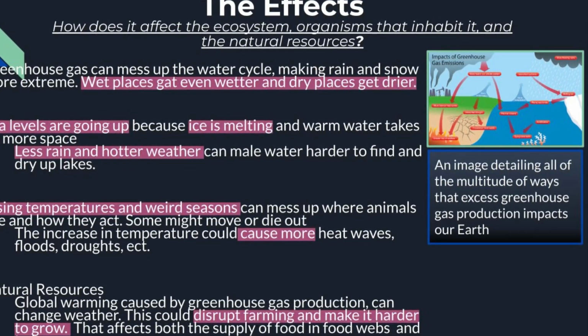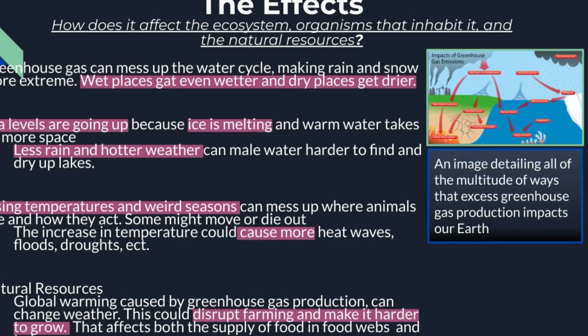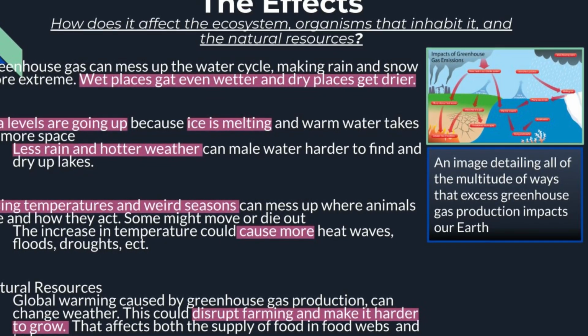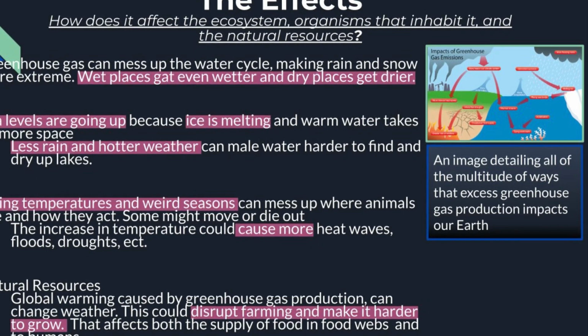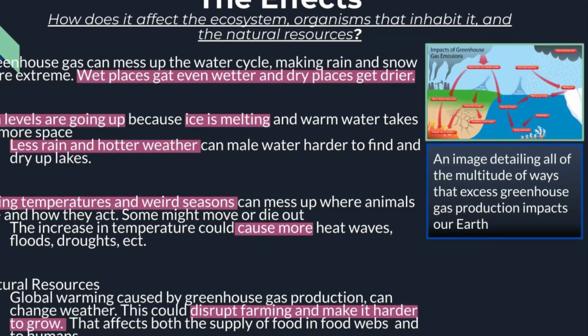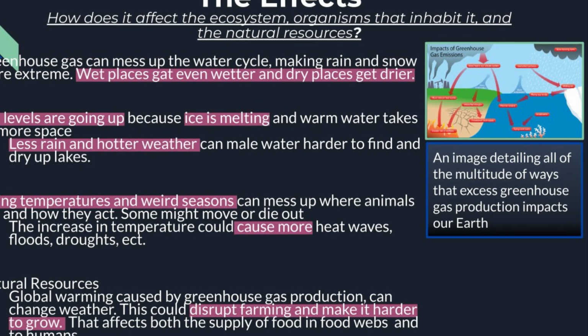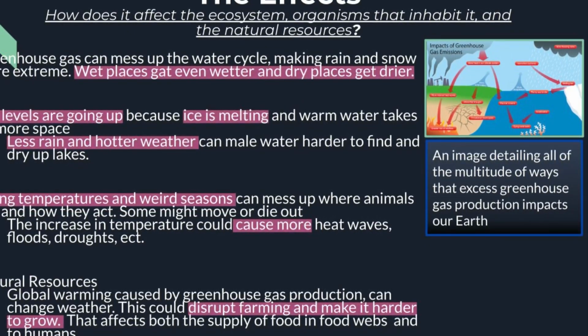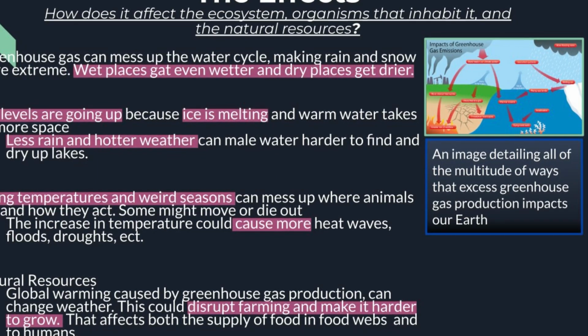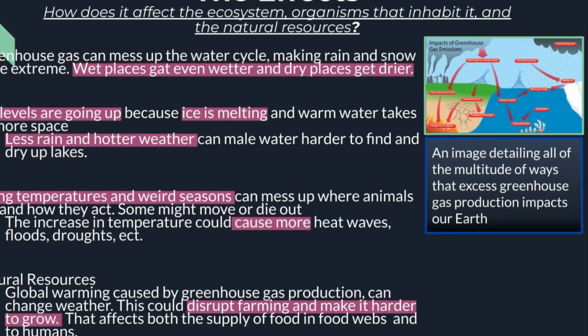Wildlife is also affected. Rising temperatures and shifting seasons make it difficult for some animals to survive. Some species move to cooler areas, while others may die out entirely. And as farming becomes harder due to extreme heat, droughts, or floods, both people and animals may have less access to food. This creates a chain reaction throughout ecosystems and food webs.